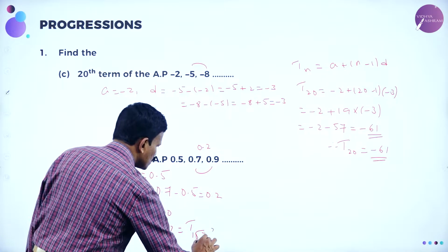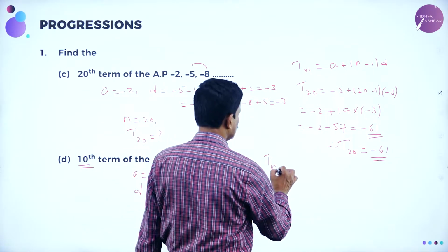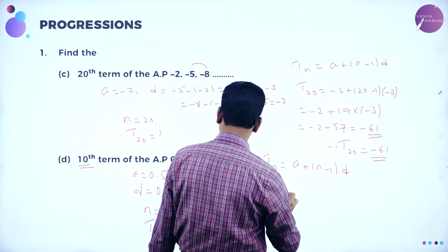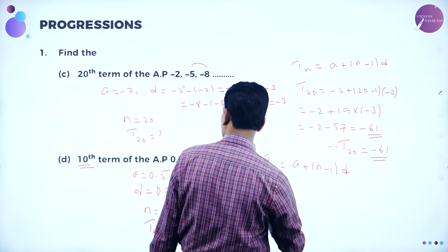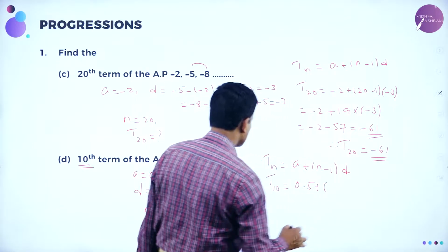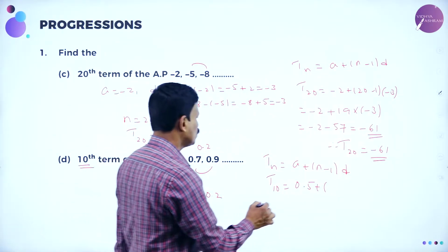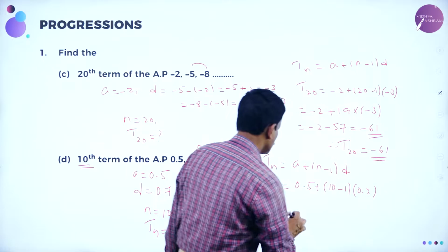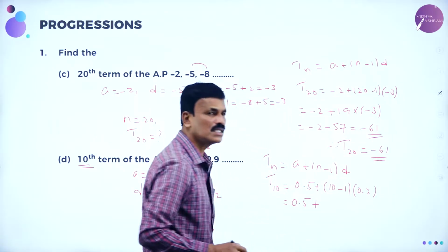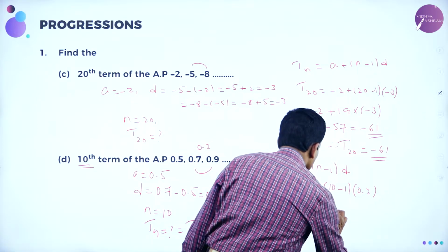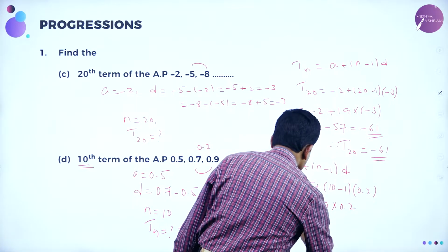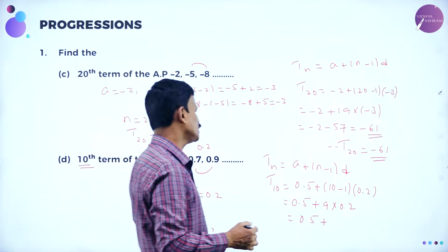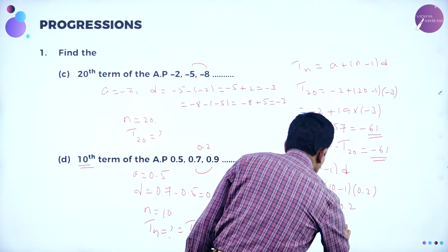Now, as we know the formula for nth term, as usual, Tn is equal to a plus n minus 1 into d. n is 10, T10 is equal to a, the first term, 0.5, plus n is equal to 10 minus 1 into d. The common difference is 0.2. So this is equal to 0.5 plus 10 minus 1, 10 minus 1 is 9, into 0.2. So this is equal to 0.5 plus 9 into 0.2.